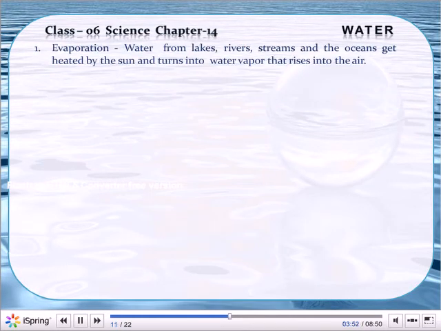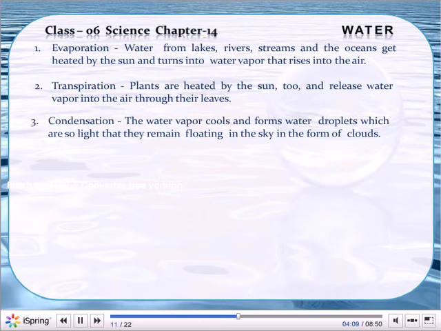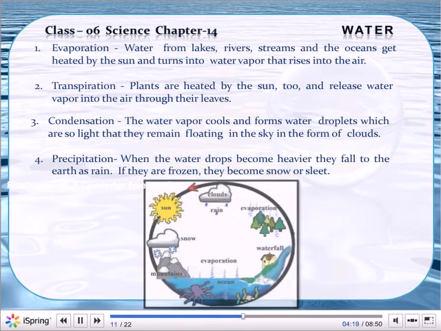Evaporation. Water from lakes, rivers, streams, and the oceans gets heated by the sun and turns into water vapor that rises into the air. Transpiration. Plants are heated by the sun too and release water vapor into the air through their leaves. Condensation. The water vapor cools and forms water droplets which are so light that they remain floating in the sky in the form of clouds. Precipitation. When the water drops become heavier, they fall to the earth as rain. If they are frozen, they become snow or sleet.